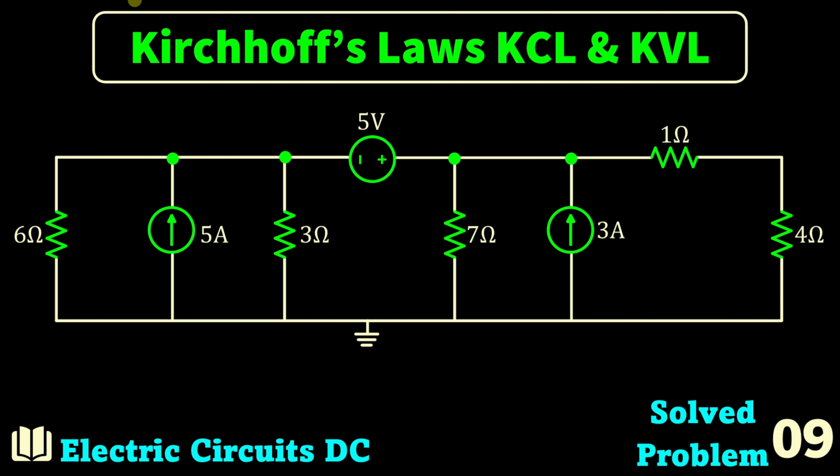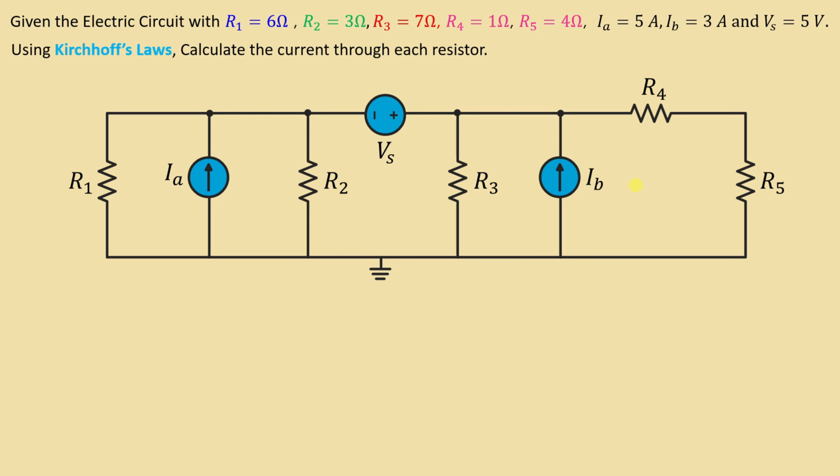Solve problem number 9. Given the electric circuit with R1 is 6 ohms, R2 3 ohms, R3 7 ohms, R4 1 ohm and R5 4 ohms, and we have two current sources, IA 5 amps, IB 3 amps, and a voltage source Vs 5 volts. The question now is to calculate the current through each resistor using Kirchhoff's laws.